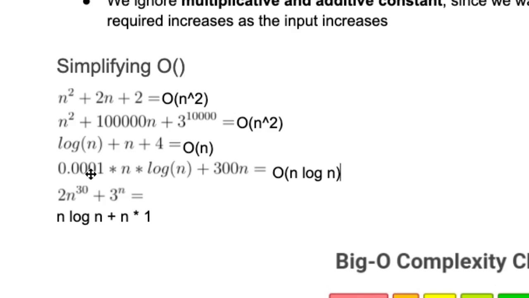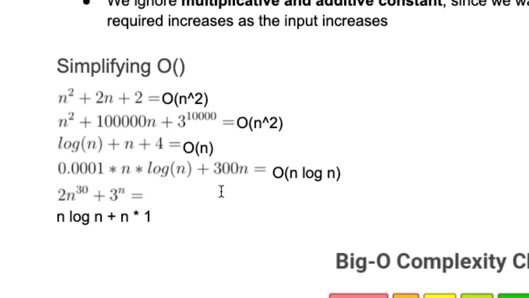This type of function right here, this n log n, is known as a polylogarithmic function. It has a polynomial and it's being multiplied by a log, so it's known as a polylogarithmic function. This one will show up a lot when we look at the divide and conquer algorithms. This shows up quite a bit.